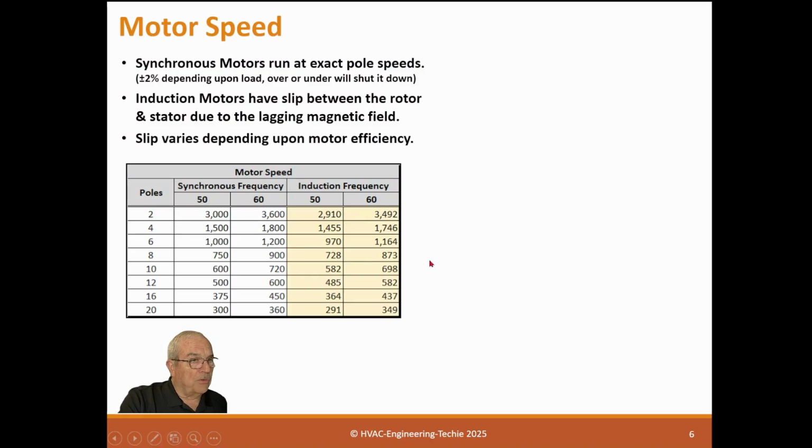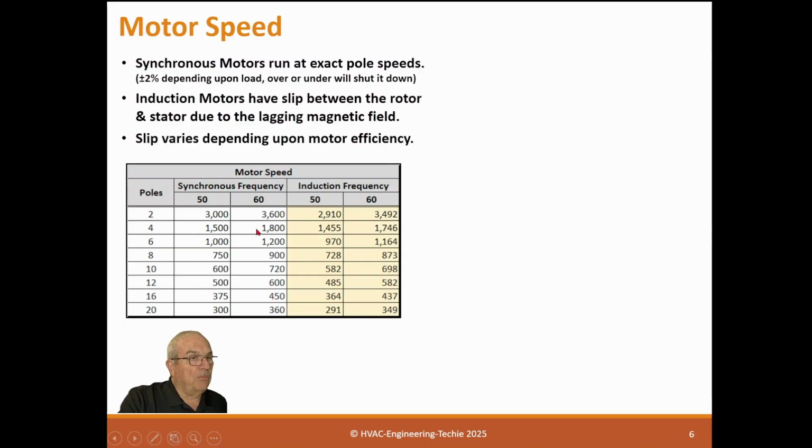So for a two-pole motor, the RPM at 60 cycles is 3,600 RPM, and it will always be 3,600 RPM. An induction motor with slip will be down around 3,450 or so, 3,490. This is not an exact calculation, but they could be anywhere right around that 3,500 RPM range, not 3,600.